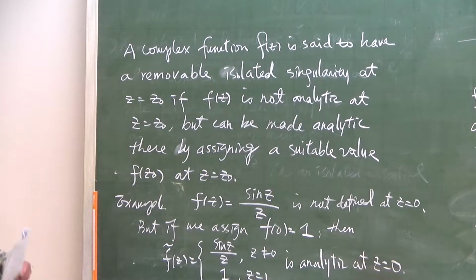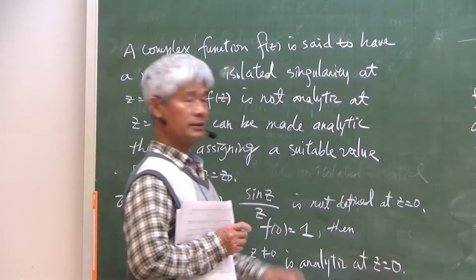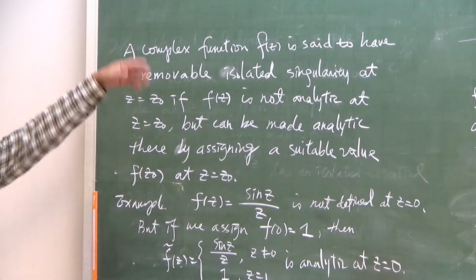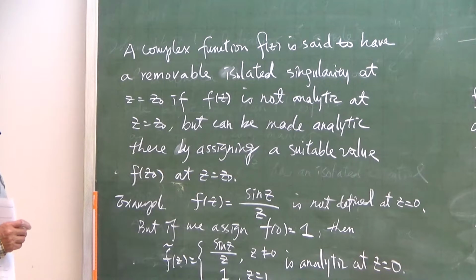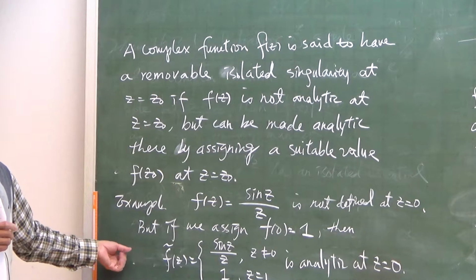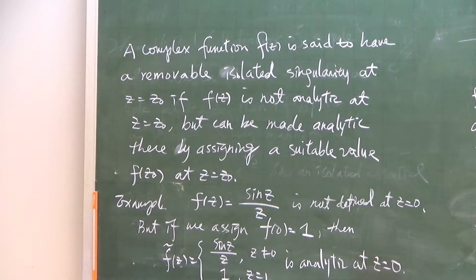Okay? So z equal to 0 is a removable singularity. We can remove it. We can remove the singularity by assignment of a particular value at that point. So this is called a removable singularity.